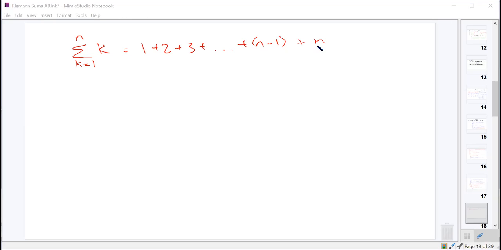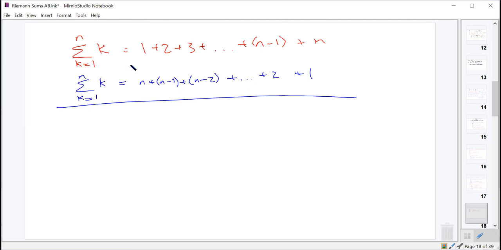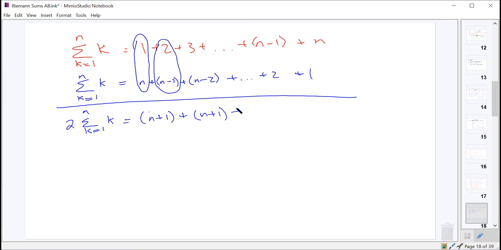Good. Okay, great. Well, using the same logic as before, this summation could also be written in the opposite way. And now when I sum them all together, each term is what? When I add those together, what do I get? N plus 1. And when I add the next ones together, I'm going to get N plus 1. And the next ones will be N plus 1. And all the way up till I get to N minus 1 plus 2 is another N plus 1. And N plus 1 is going to be another N plus 1. Everybody agree with that?